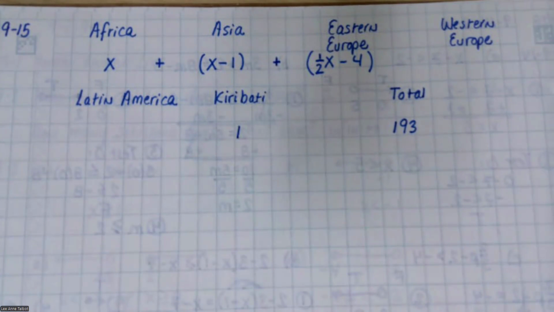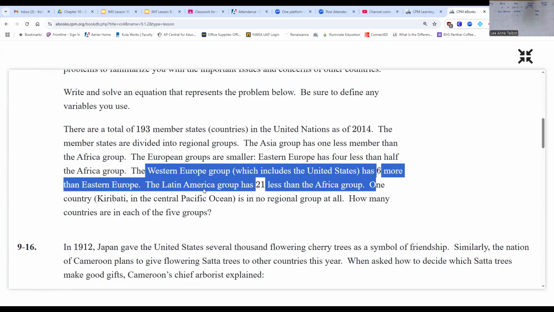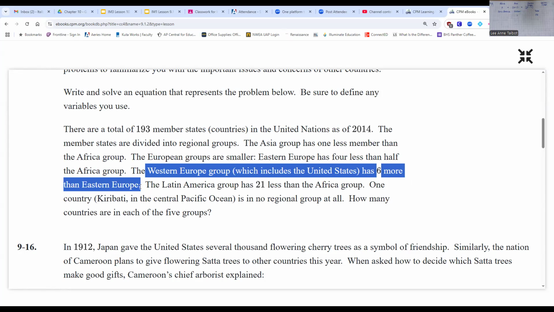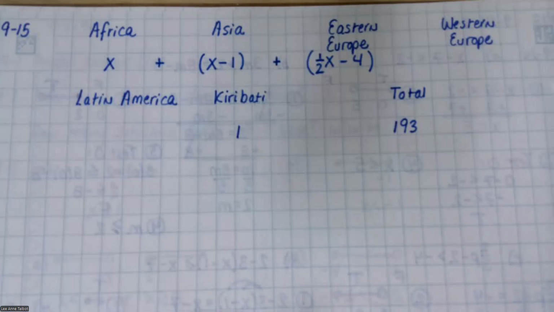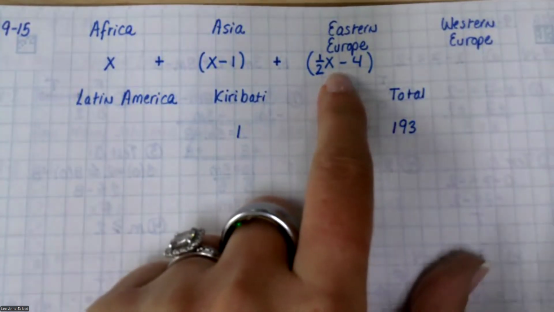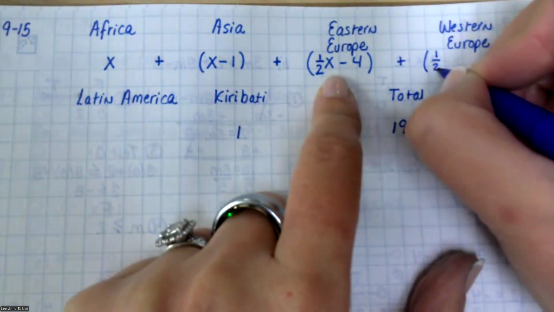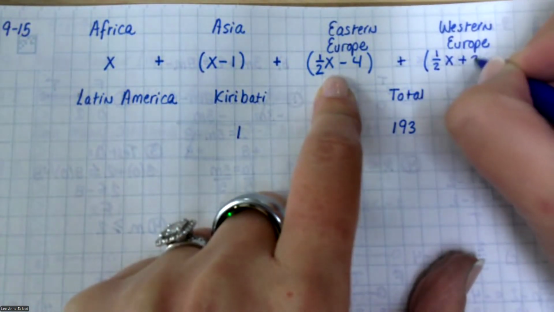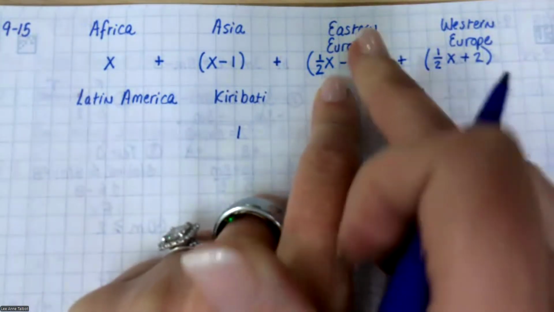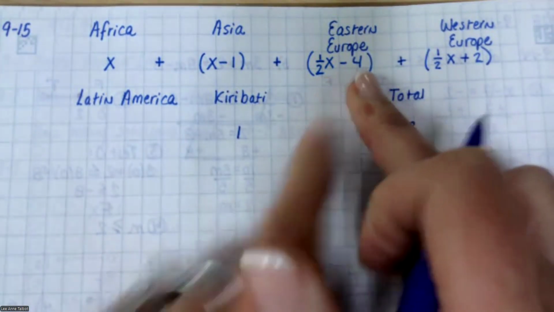Okay, let's practice that again. The Western Europe group, which includes the United States, has six more than Eastern Europe. Yes, 1/2 X plus 2. Great job. I just took the -4 and added 6.